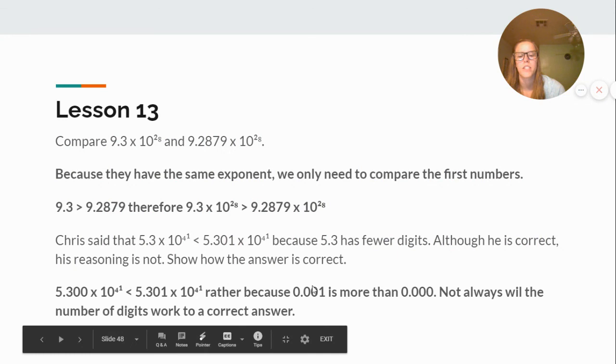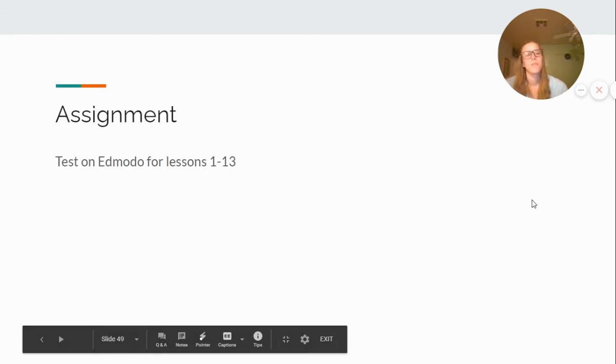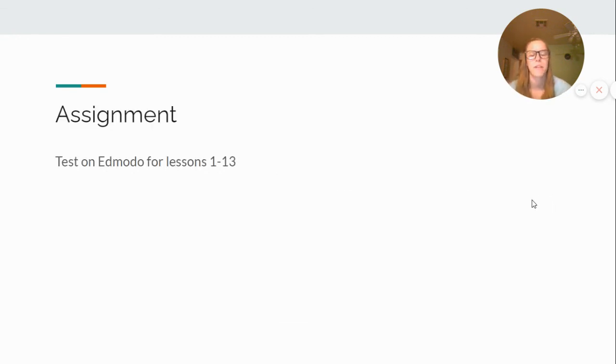And then we know Chris is correct with his answer, wrong with his reasoning. We need to look at whether or not the number is smaller or bigger, because the number of digits will not always work. So that's your really, really quick review.